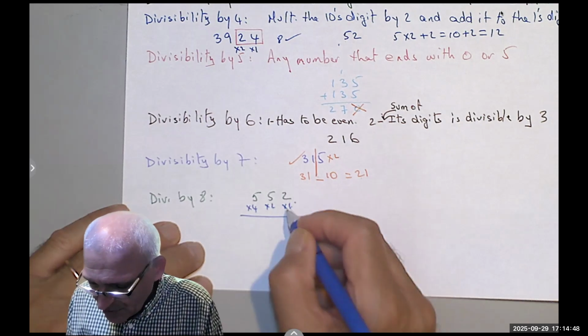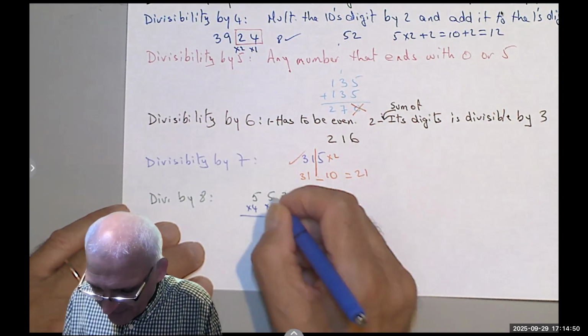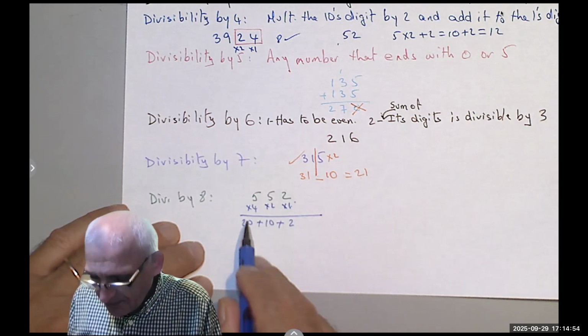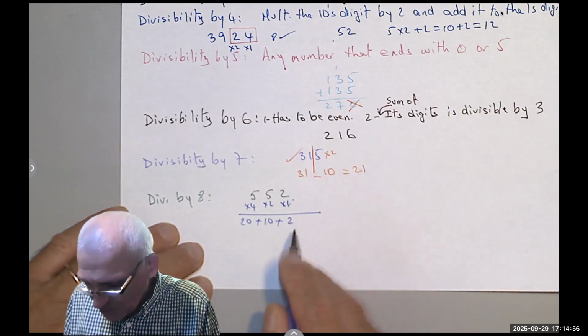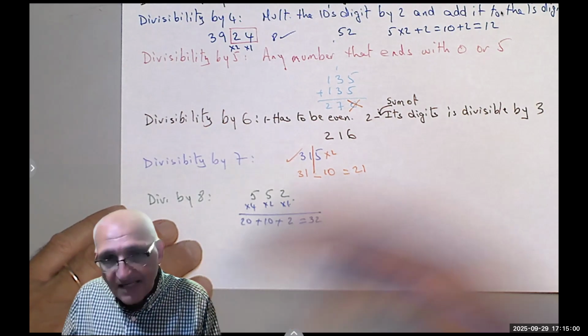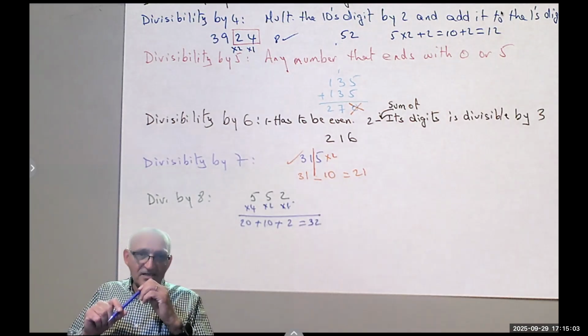So 2 times 1 is 2, plus 5 times 2 is 10, plus 5 times 4 is 20. 20 plus 10 is 30, plus 2 is 32. And since 32 is divisible by 8, then this number is divisible by 8.